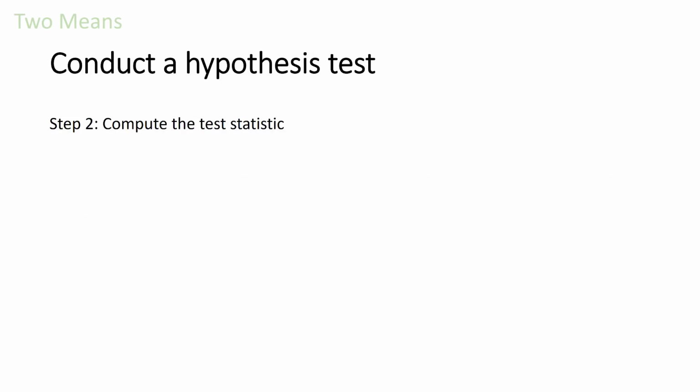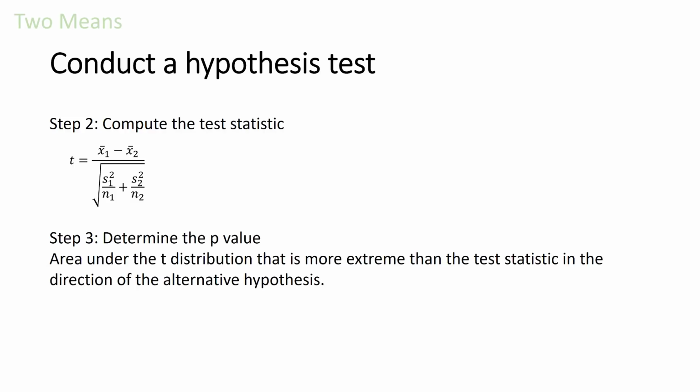Step 2, compute the test statistic. This is our formula. In the numerator, we have the sample statistic, which is the difference in the sample means, and in the denominator, we have the standard error. Step 3, determine the p-value. This is the area under the t-distribution that is more extreme than the test statistic in the direction of the alternative hypothesis. We'll need to use Minitab Express to look up this area. The degrees of freedom for that t-distribution will be the smaller sample size minus 1.